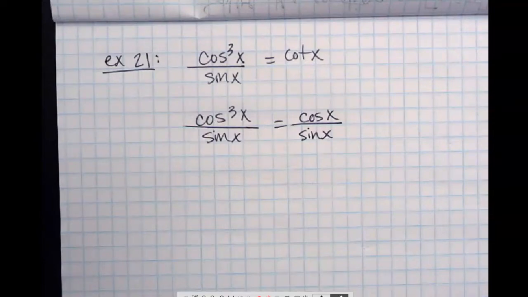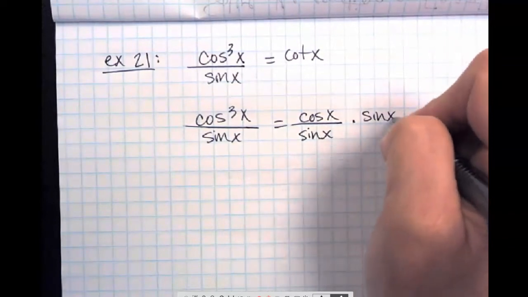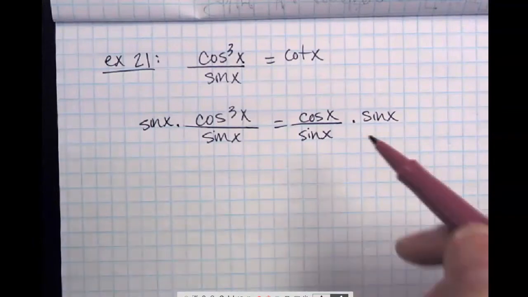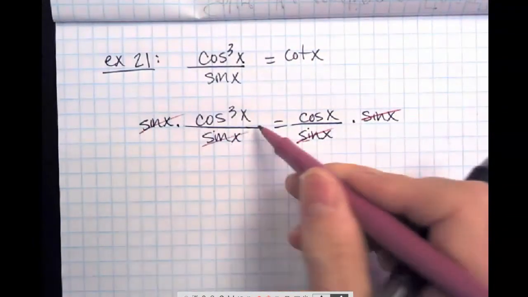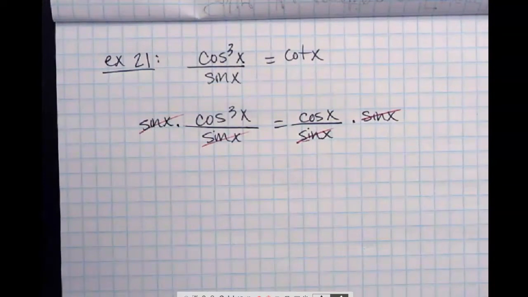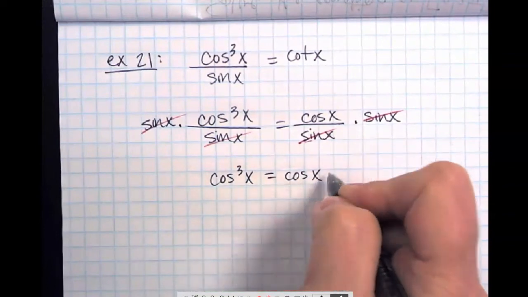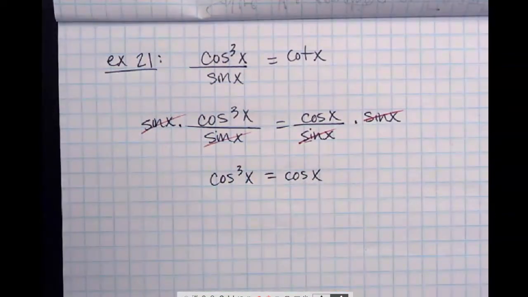What if I multiplied both sides by sine? What would happen? So what's left is cosine cubed equals cosine. Now, I could maybe look on the unit circle and see where that's true, but that's kind of hard to imagine where cubing cosine will give me the same thing as cosine. I don't know. What do you think? Can we figure that out?